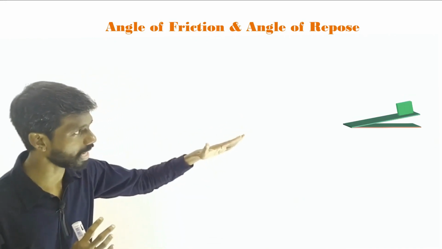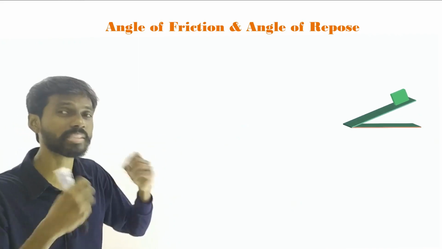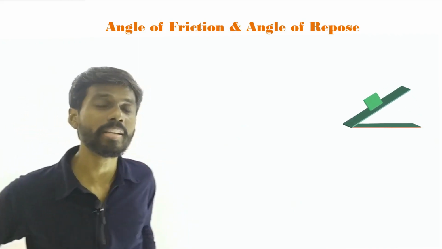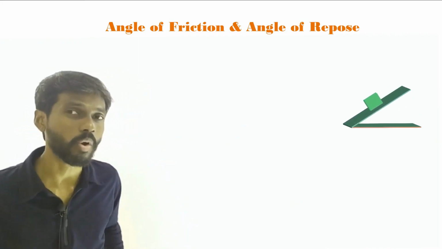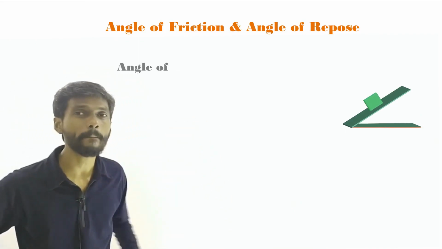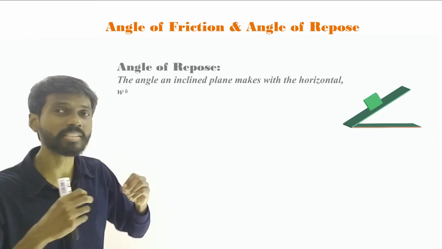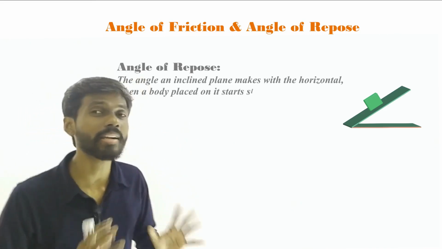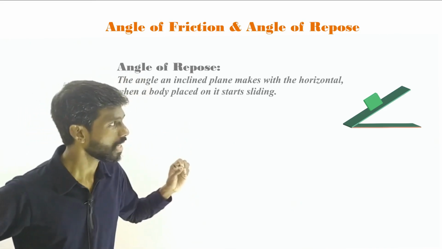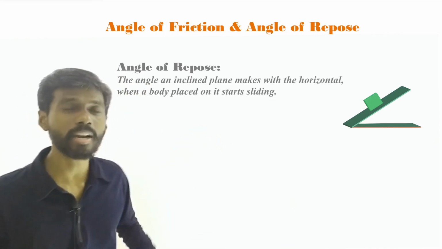Now if you increase that angle to that point, the block will start sliding. That particular angle is called the angle of repose. That is the minimum angle of the inclined plane at which the block starts sliding. So that is the angle of repose. Let us derive a formula for this angle of repose.